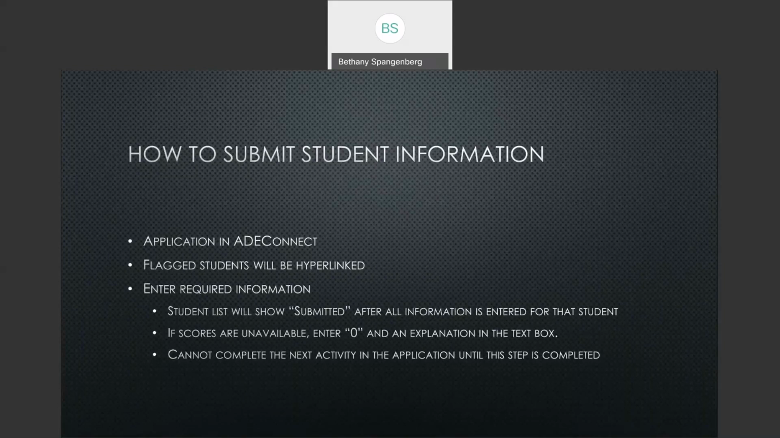Student information is submitted in the 1% threshold application in ADE Connect. Flagged students will have a hyperlink. These are the students that require additional student information for monitoring eligibility determinations. Click on the hyperlink for each student and enter the required student information. When all information for that student has been entered, the student list will show a status of submitted. If scores are unavailable for a student, enter a 0 in the application and use the text box to describe why the scores were not entered. This activity must be completed before the action plan can be submitted.